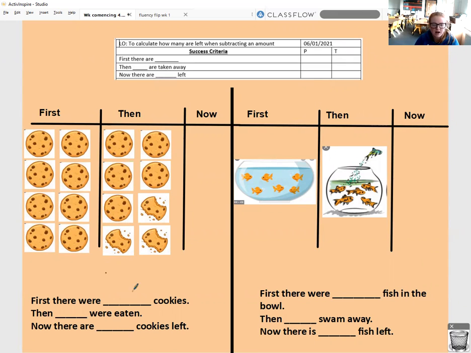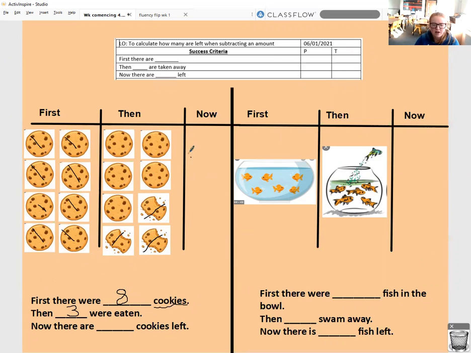Let's have a go at this one together. First, how many cookies are there to start? 1, 2, 3, 4, 5, 6, 7, 8. First, there were 8 cookies. Then, how many were eaten? How many of these cookies have been eaten? 1, 2, 3. Then 3 were eaten. So first there were 8 cookies, then 3 were eaten. How many do you have left?